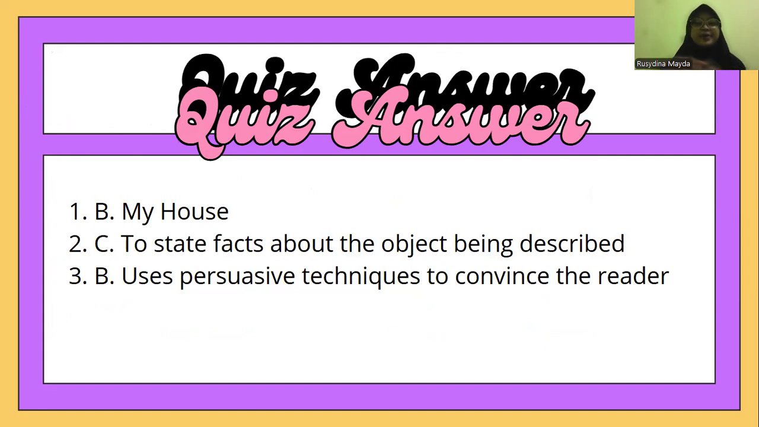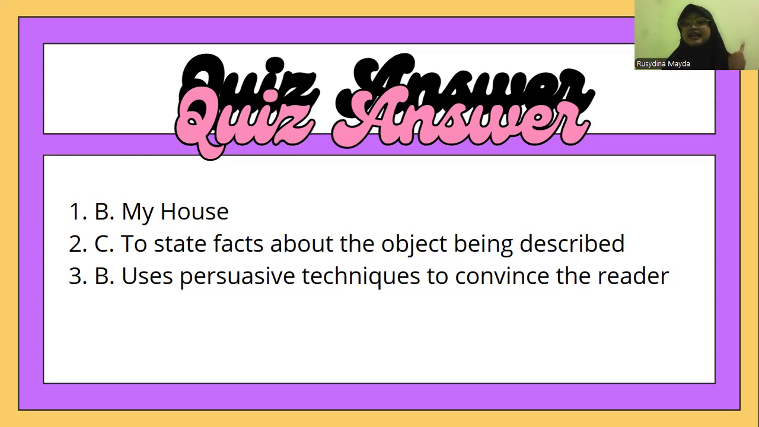Now, this is the quiz answer from the quiz earlier. Number one is B, my house. Number two is C, the fact of the object being described. And number three is B, use persuasive technique to convince the reader. Good job, everyone, for doing the quiz today. I hope you got the right answers, and I hope you understand the material well. Now let's continue with the descriptive text.